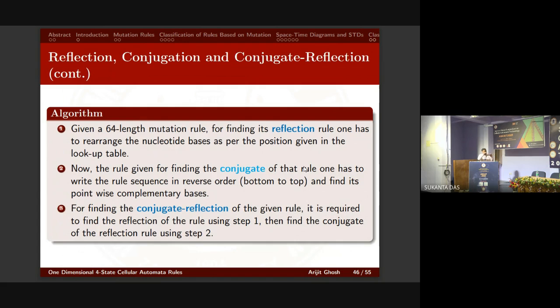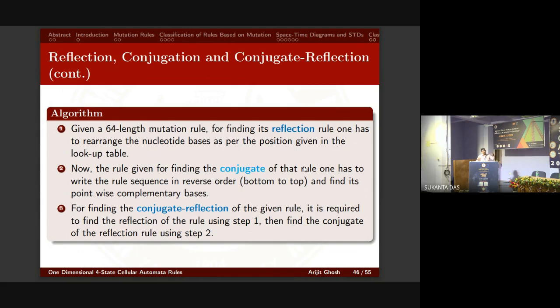But the conjugation rule can be written from a bottom-top approach in reverse order, and then take the complement of each of the bases. Similarly, if we want to find the conjugate reflection rule for the given mutation rule, we can apply the same technique to the reflection rule of the given mutation rule.